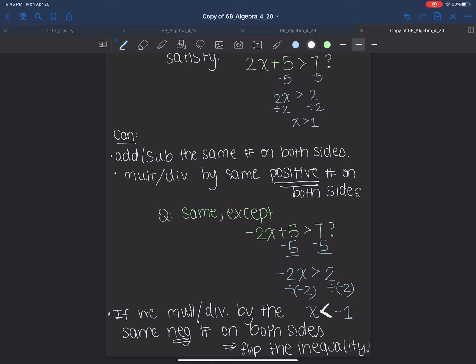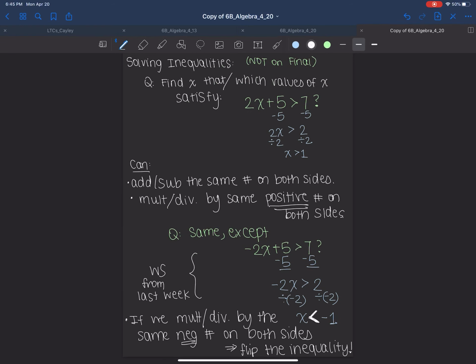If you want to see why we flip the inequality, we have that worksheet from last week and the week before, where it goes through why the inequality has to flip. We go through an example where we multiply both sides of an inequality by a positive and a negative number, and we look at the number lines. If you want more information about that, check out the worksheet again. I'll zoom out so you can summarize this page.